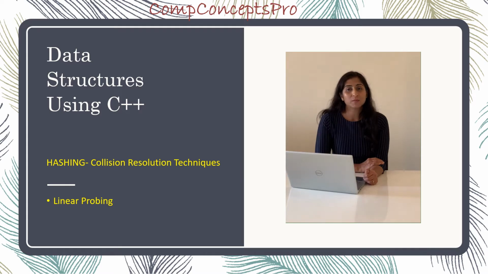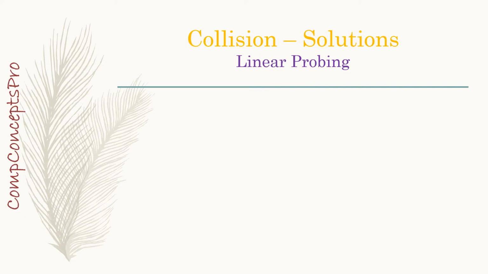I hope the concept of hashing was clear to you. In my last video, I told you about two of the conflict resolution techniques of chaining, which were separate chaining and coalesce chaining. And today we will discuss one more conflict resolution method, which is linear probing. Linear probing is a bit easier than other conflict resolution techniques.